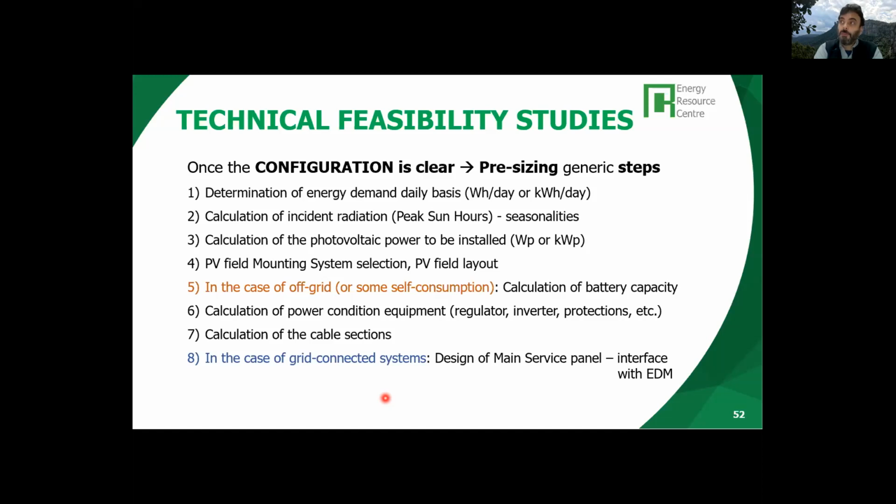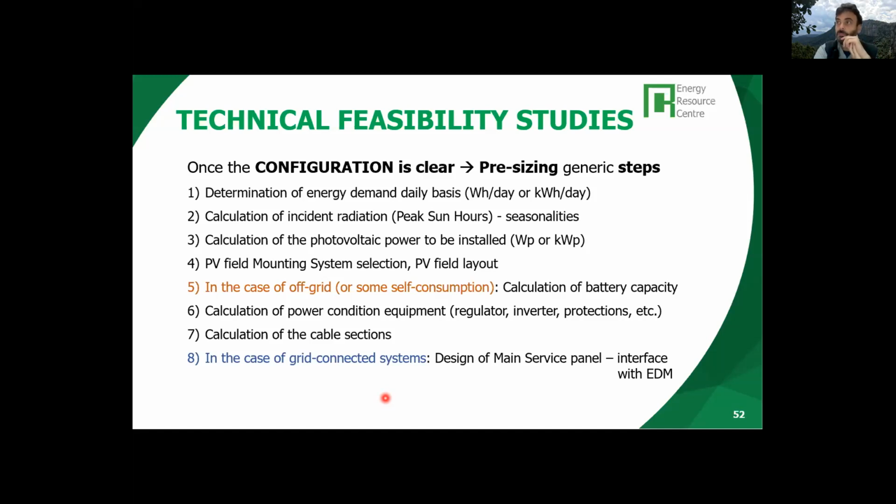Then we need to think about the mounting system, the structure, okay? This will also have to do with the site assessment, the conditions of the site. If we are talking about off-grid or some self-consumption projects, we will calculate the battery capacity. Then the power conditioning equipment: the regulator, the charge controller, inverters, protections, etc. This is not really about PV systems only. This is about electrical system installation planning. We need the conductors, the cabling, the sections, protections, etc.